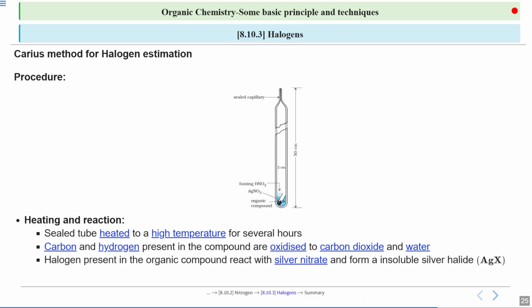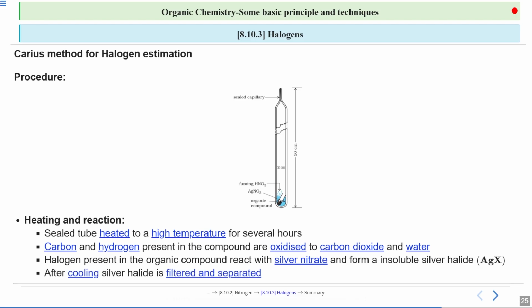After that, if the organic compound contains a halogen, it reacts with silver nitrate to form an insoluble silver halide, such as silver chloride, silver bromide, or silver iodide. These silver halides are easy to separate because they don't dissolve in water. They are sparingly soluble in water.